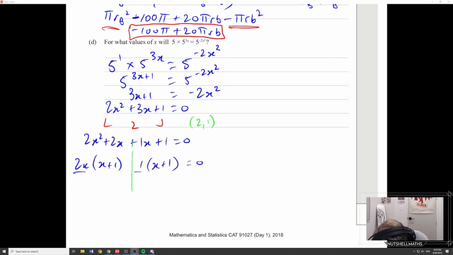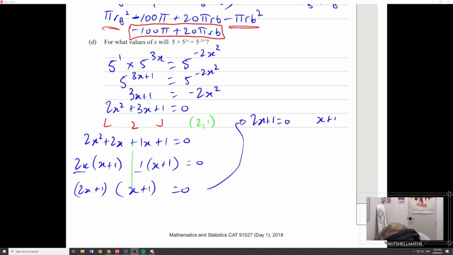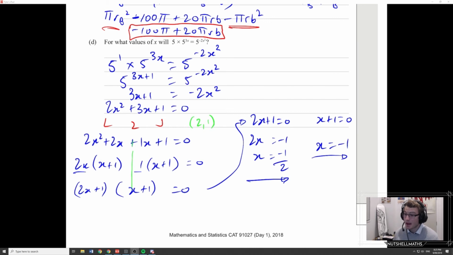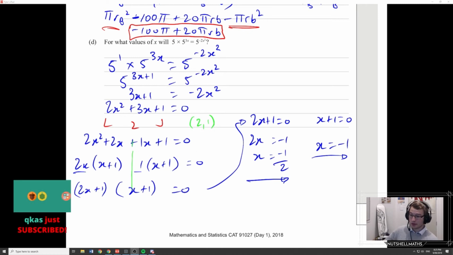We grab this and this, so we're going to get 2x plus 1, and we grab the x plus 1, equals 0. Let's take it up here and let's solve each part. 2x plus 1 is 0. X plus 1 is 0. 2x equals minus 1. X equals minus 1 over 2. X equals minus 1. I told you I'm going fast. A fat E surely. Not looking too bad. That's a nice E. That's a pretty straightforward E, to be honest. It's just power rules.